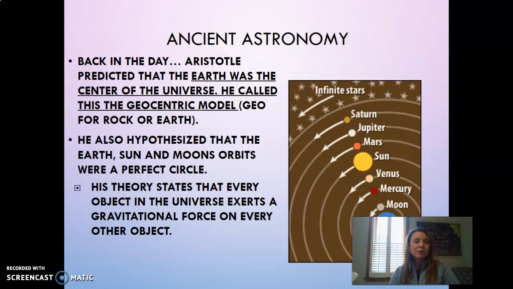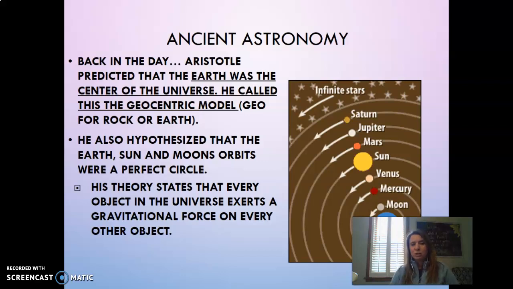So Aristotle, though, he was the first one to write down and preach the idea that the earth was the center of the universe. And as you can see from the picture here, he placed Earth in the center and then went out with the moon, Mercury, Venus, the sun, Mars, Jupiter, and Saturn. And this is called the geocentric model.